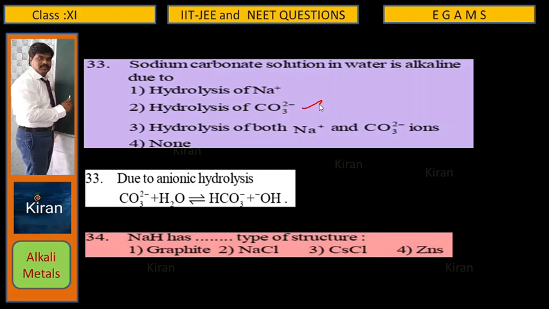Sodium hydride has a dash type of structure. NaH, it is an ionic structure. What is the type of structure? Graphite, sodium chloride, cesium chloride, and zinc sulfide. Which one is the correct one here? The second one, it looks like a sodium chloride structure.